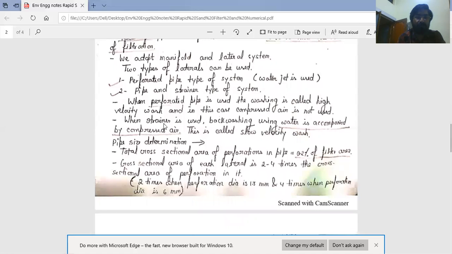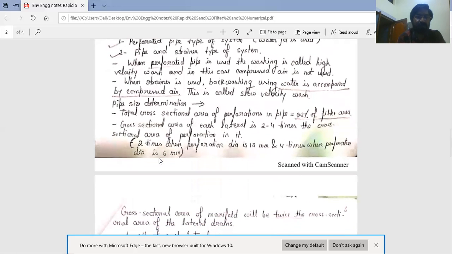When perforated pipe is used, the washing is called high velocity wash. And in this case, compressed air is not used. When perforated pipe is used, then for washing, water is used, not compressed air. When strainer is used, backwashing using water is accompanied by compressed air. This is called slow velocity wash.